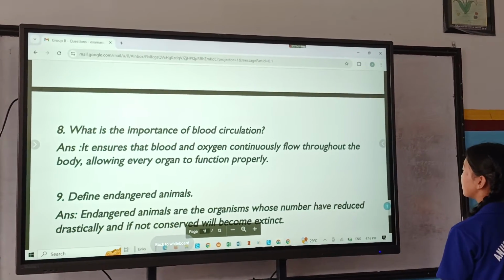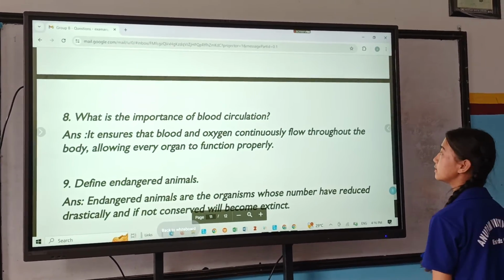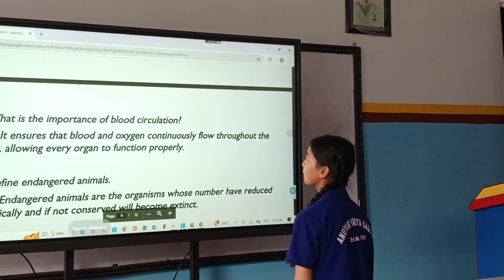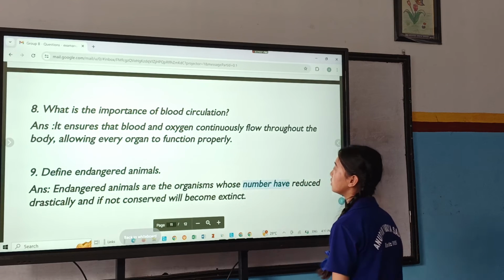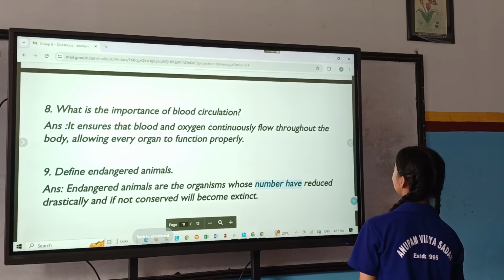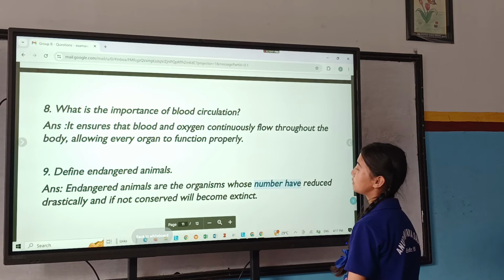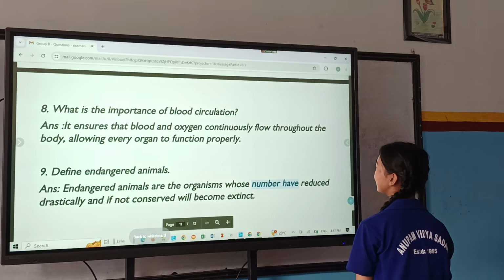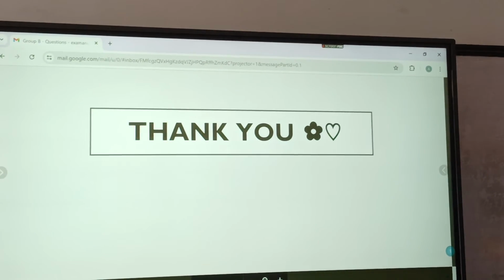What is the importance of blood circulation? In ensuring that blood and oxygen constantly flow throughout the body, it allows every organ to function properly. Endangered animals are those organisms whose numbers have reduced.